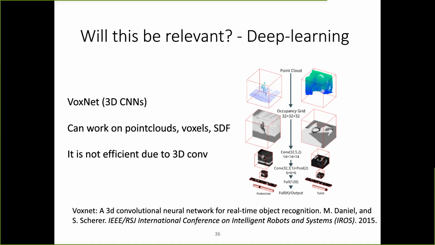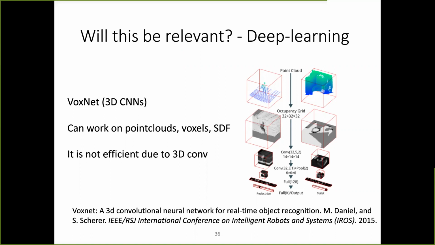So what's happening is that, let's say you have a cube of n by n by n. So you have a cube of n by n by n, so n cubed. That would be the dimension of the data that you're dealing with in a voxel grid.